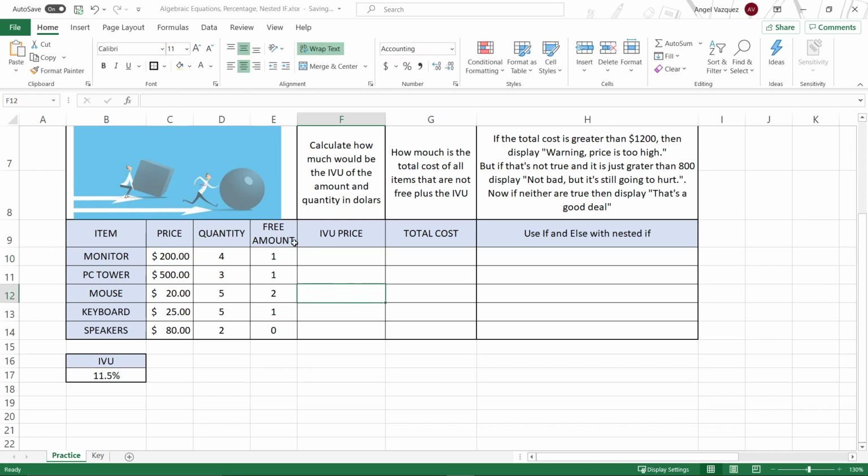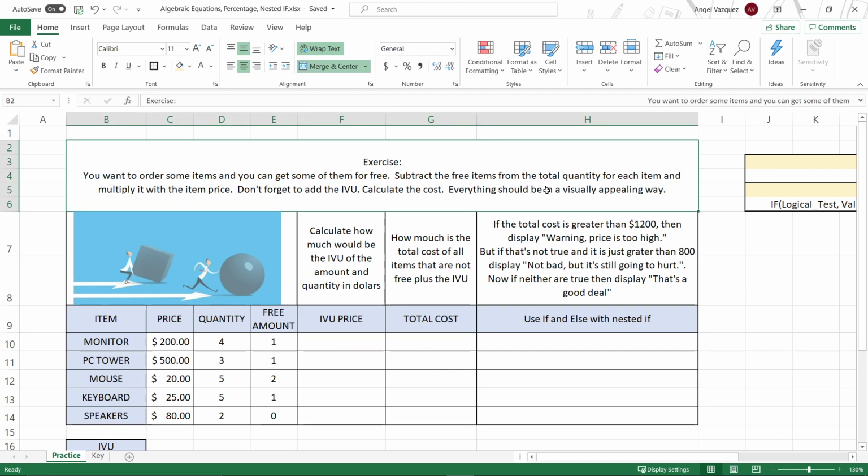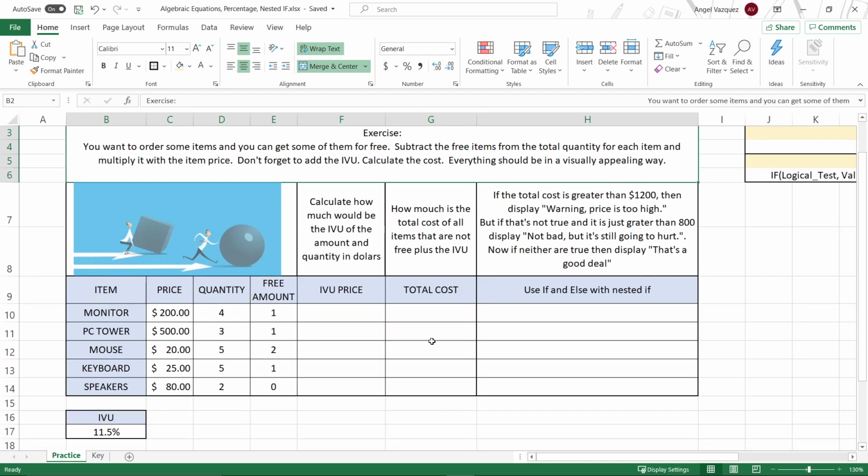But there was one more thing. Over here we have one free. So let's look at the problem real quick. You want to order some items and you can get some of them for free. So subtract the free items from the total quantity for each item and multiply it with the item price. Don't forget to add the EVU right here. Calculate the cost, and everything should be in a visually appealing way. It must be understandable.